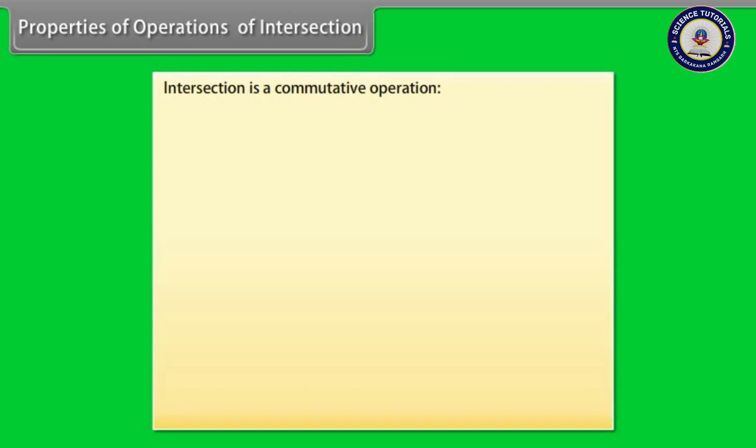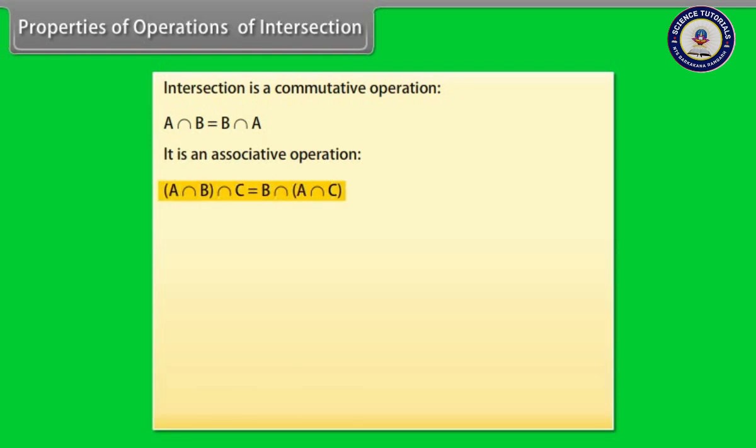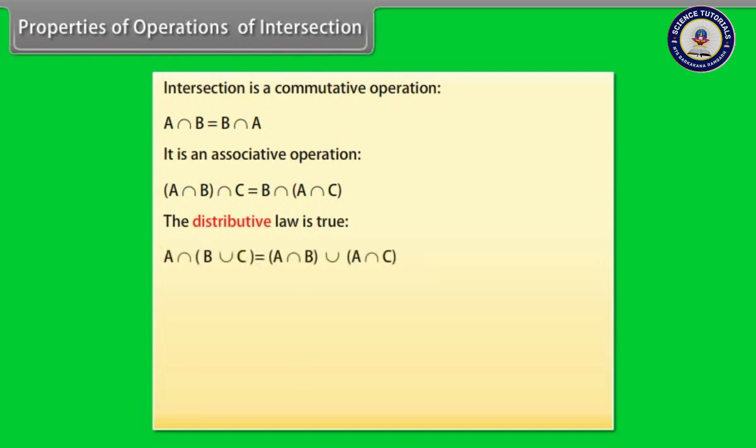Properties of operations of intersection. Intersection is a commutative operation. A intersection B is equal to B intersection A. It is an associative operation. A intersection B intersection C is equal to B intersection A intersection C. The distributive law is true. A intersection B union C is equal to A intersection B union A intersection C. Law of phi and U. Phi intersection A is equal to phi, U intersection A is equal to A. Idempotent law. A intersection A is equal to A.